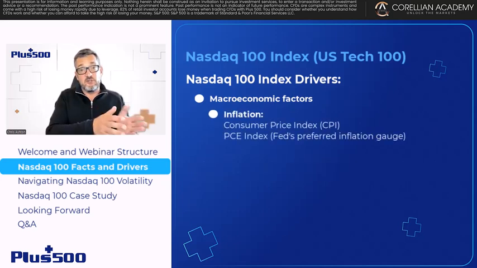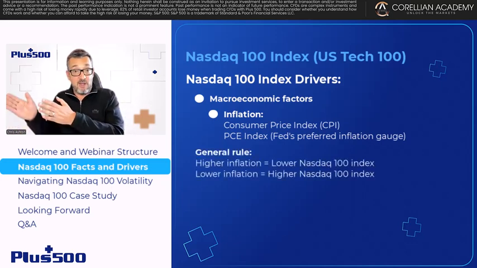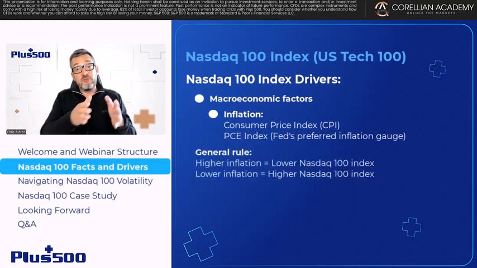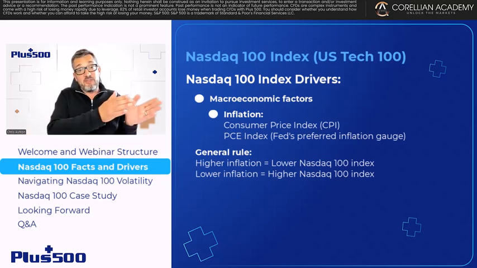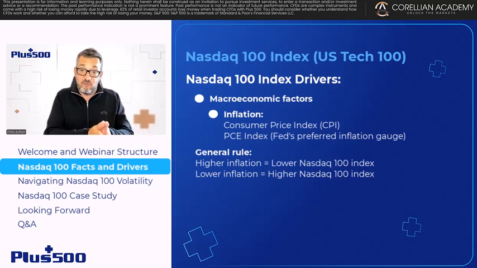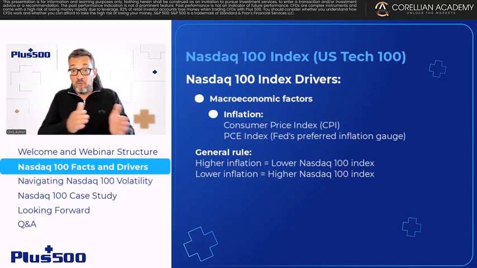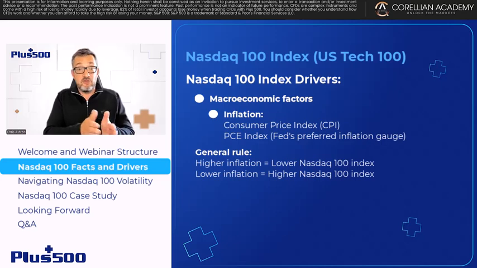Inflation, such as the Consumer Price Index or PCE index, which is the Fed's preferred gauge of inflation, can affect the valuation of growth stocks, as higher inflation might lead to increases in interest rates, which can reduce the attractiveness of future earnings. This was the environment for the Nasdaq 100 during 2022 and early 2023, but that has flipped in 2024 as US inflation has fallen. And recently, the Fed chairman, Jerome Powell, has signaled interest rate cuts are on the way in September.